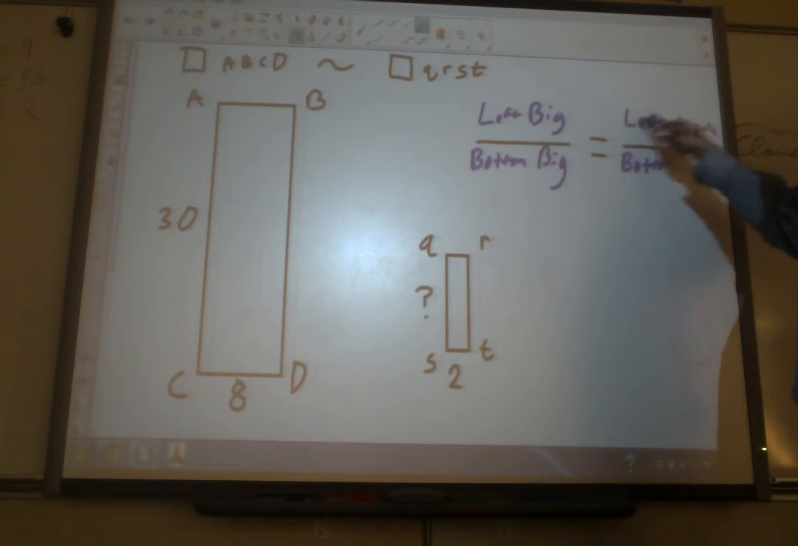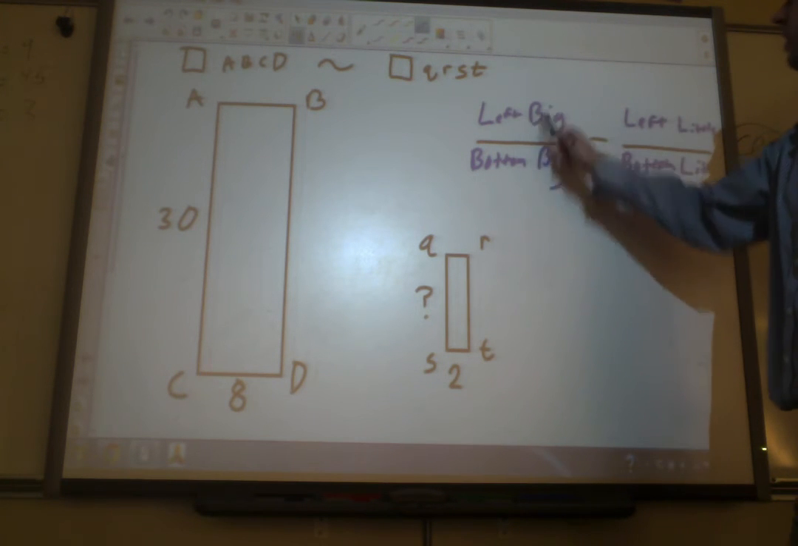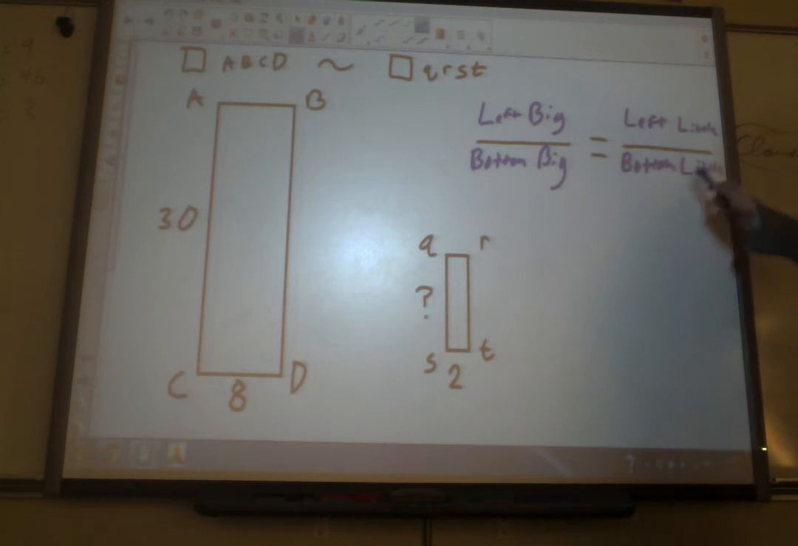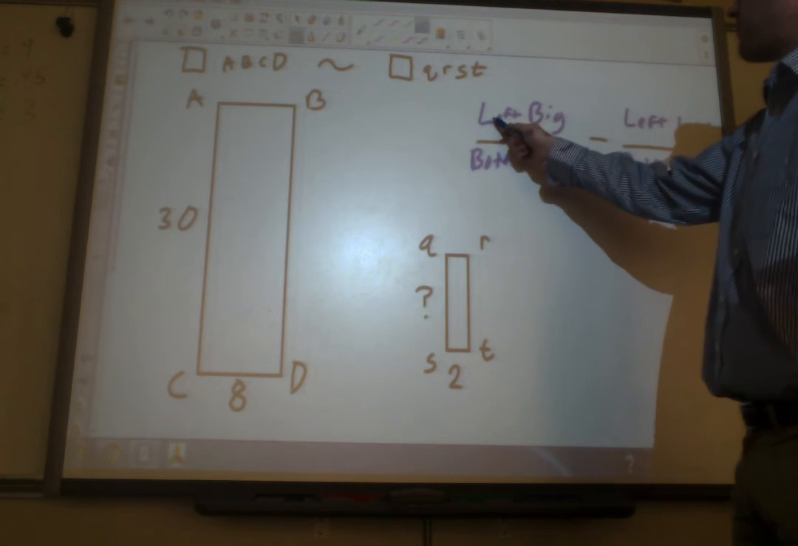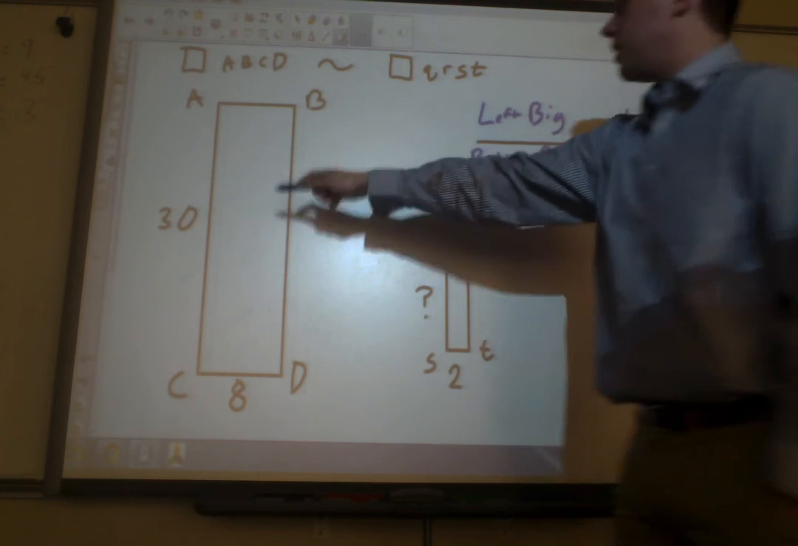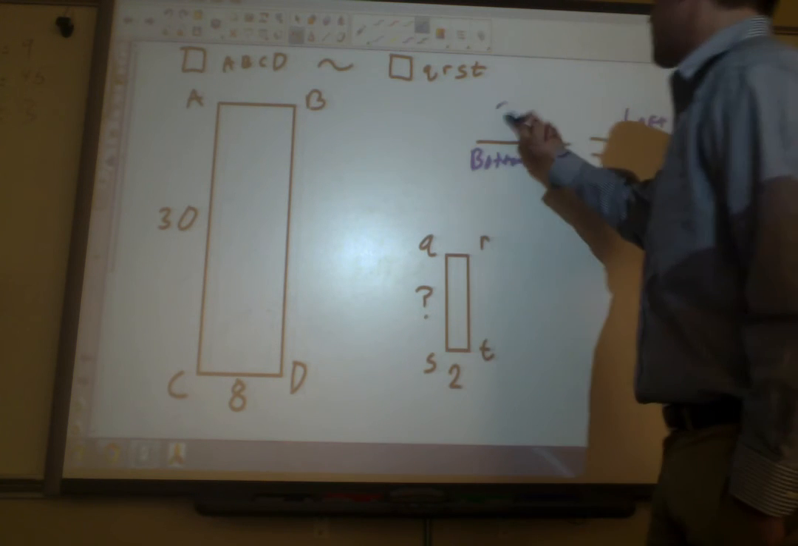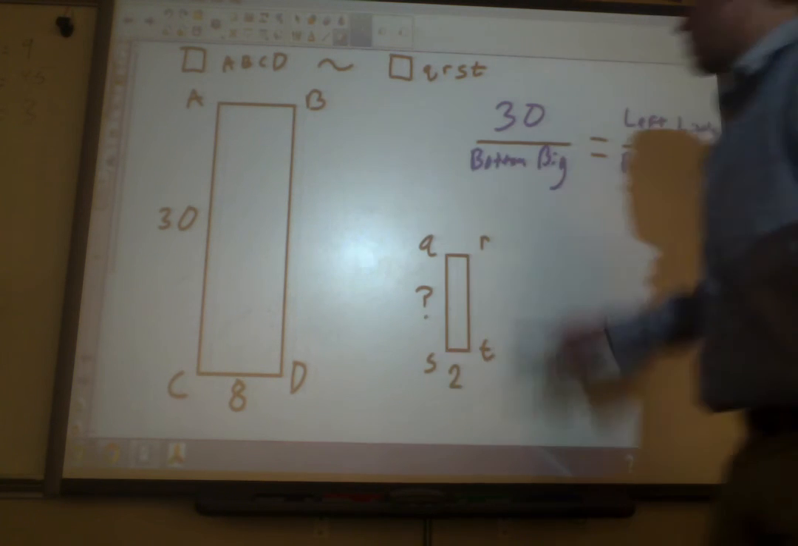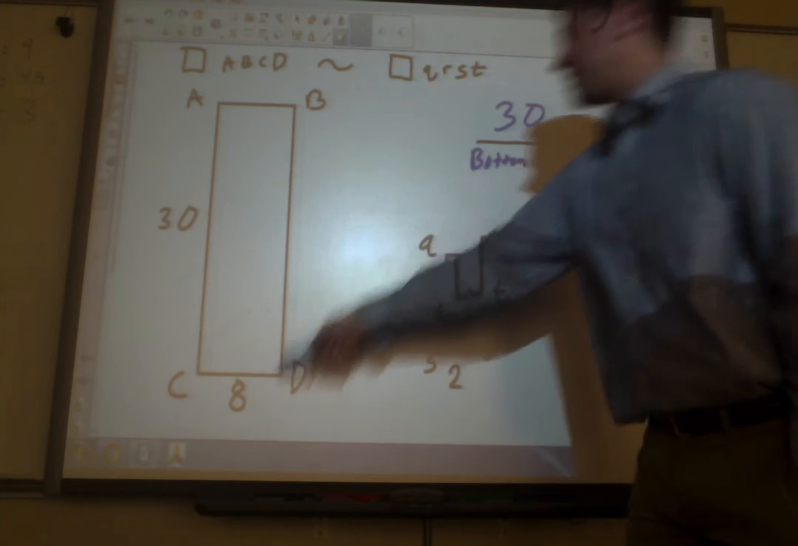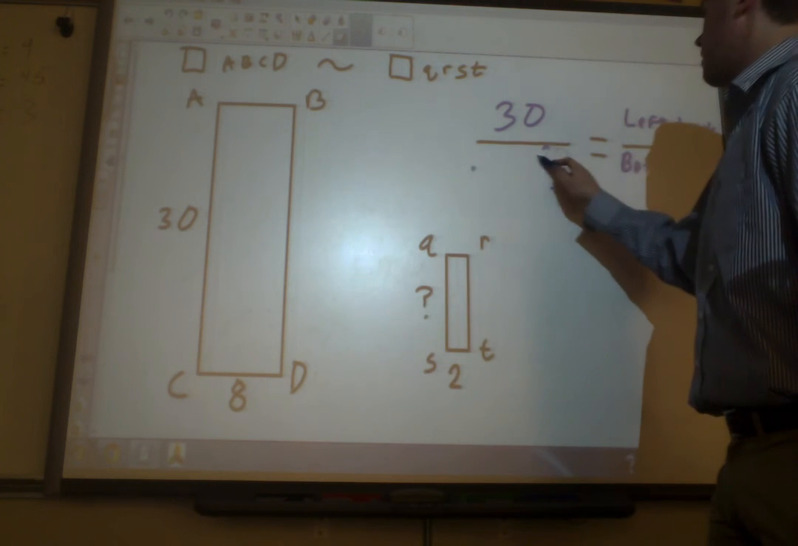Left big, left little. Left big, bottom big. Over here, left little, bottom little. Everything matches in one way from the thing that's above or below it and the thing that's across from it. Okay, now let's start filling in the numbers. Left side of the big shape is 30. Bottom side of the big shape is 8, so we're going to fill in the number 8.